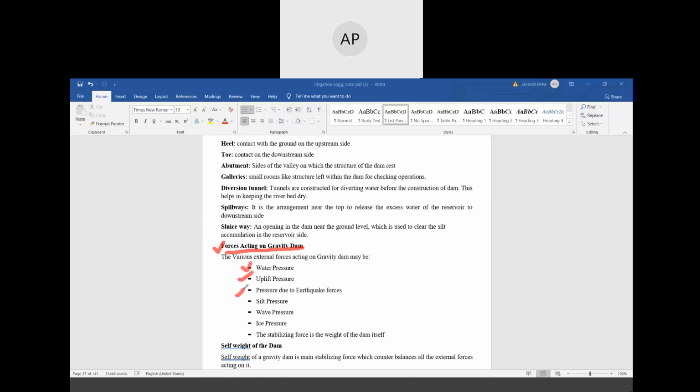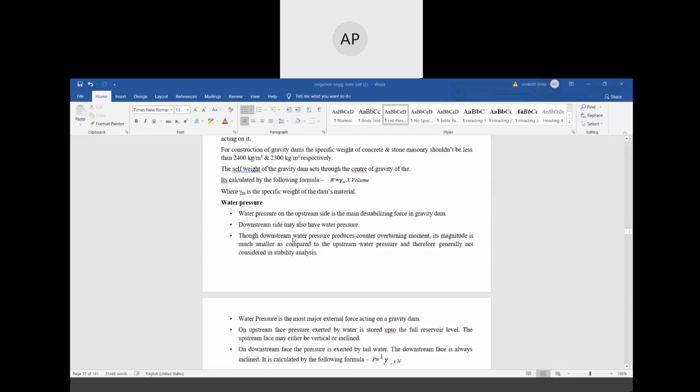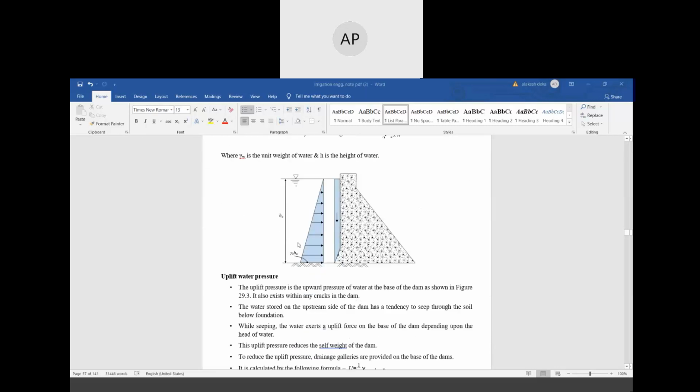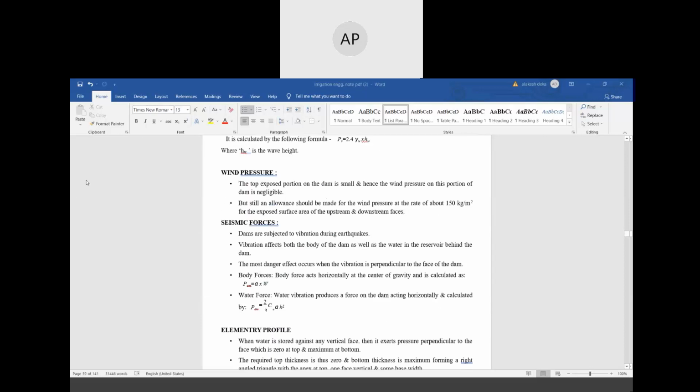Pressure due to earthquake forces, silt pressure, wave pressure, ice pressure, and the stabilizing force, the weight of the dam. That means the self weight of the dam. There will be the weight of the dam, isn't it? That is the self weight of the dam. So these are the different forces.